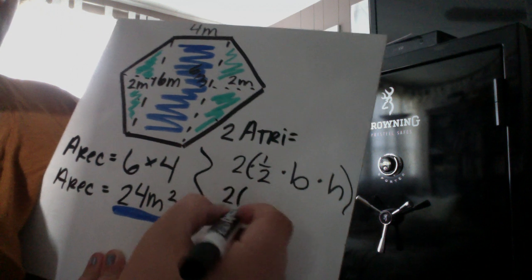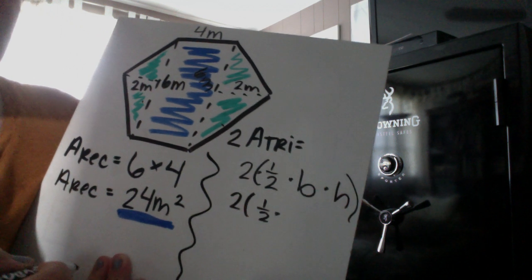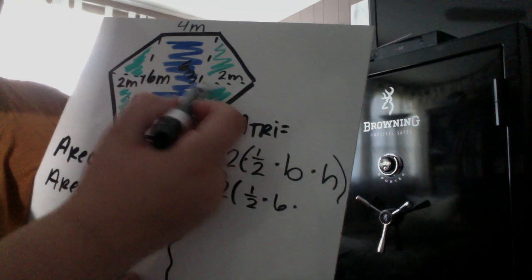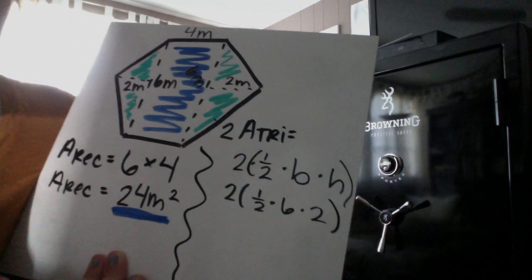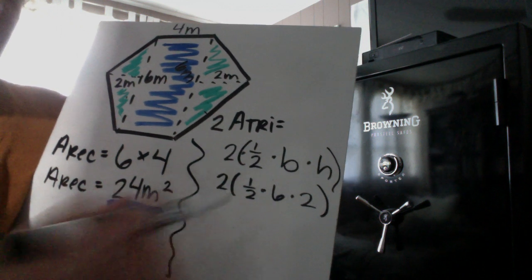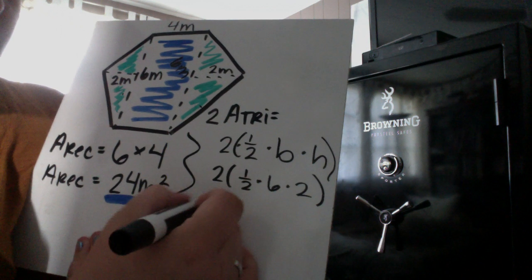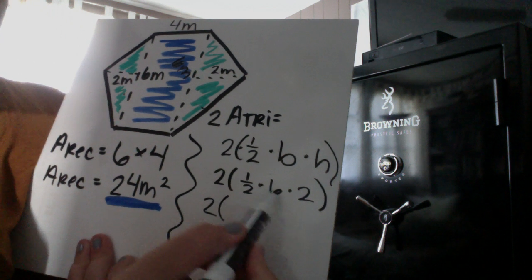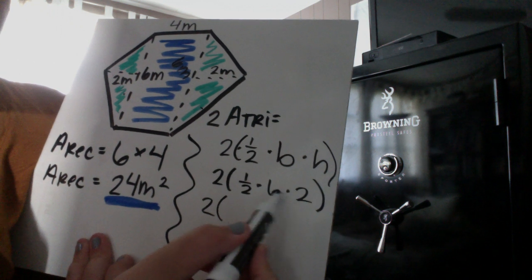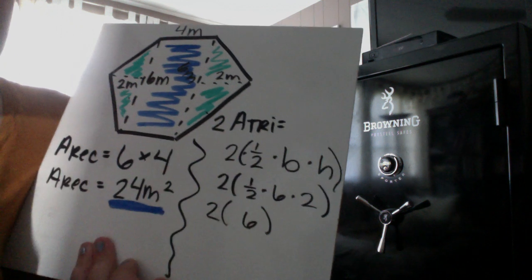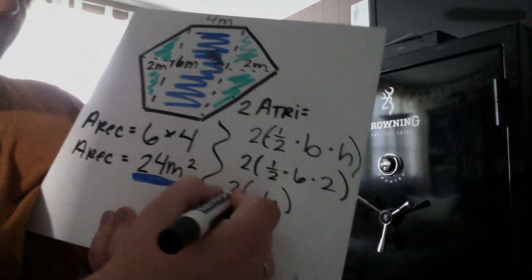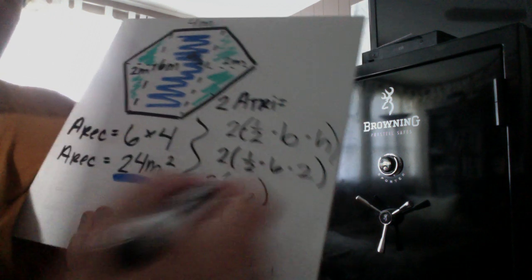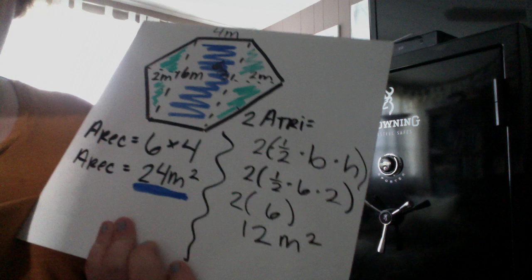Let's fill in what we know. The base of our triangle is 6. The height of our triangle is 2. So we're going to go ahead and multiply this across. I'm going to do what's in parentheses first. So my 2 is going to come down for the ride. I need half of 6. Half of 6 is 3. And then I need 3 times 2. And I know that that is 6. My last step is to do 2 times 6, which we know is 12. And again, we have meters squared.